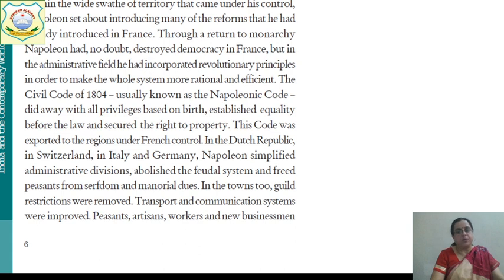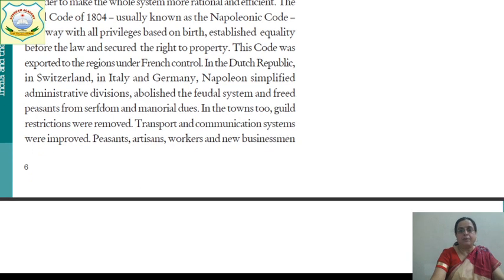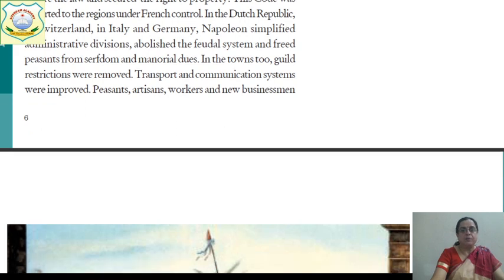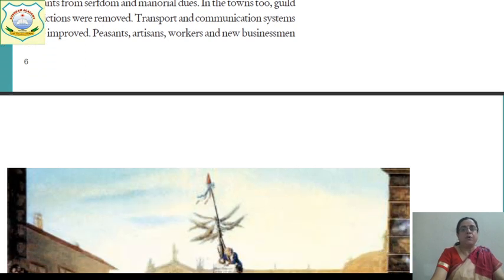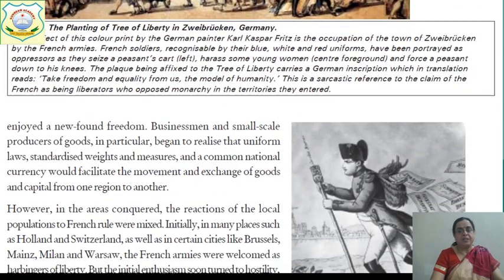In the Dutch Republic, Switzerland, Italy and Germany, Napoleon simplified administrative divisions, abolished the feudal dues and freed peasants from serfdom and manorial dues, children. In the towns also, guild restrictions were removed and transport and communication systems were very much improved, children. Businessmen and small-scale producers of goods in particular began to realize that uniform laws, standardized weights and measures, and a common national currency would encourage the movement and exchange of goods and capital from one region to another.